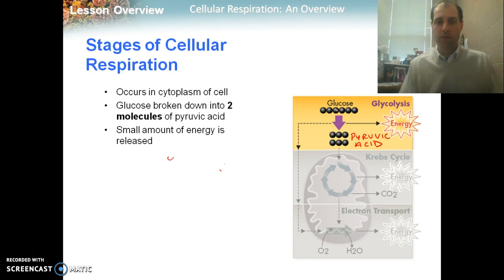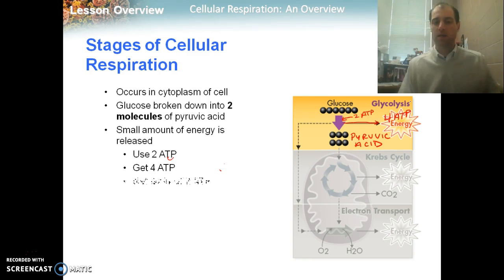When we do that, we get a small amount of energy released, and that energy is released in the form of ATP. Now, in order to do this process, we put 2 ATP in so that we can break this glucose apart, and then out of it we get 4 ATP. And that's going to give us a net gain of 2 ATP during glycolysis.